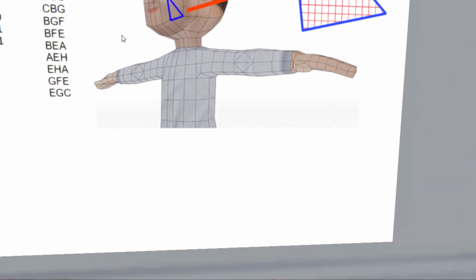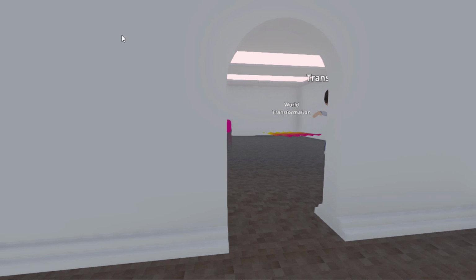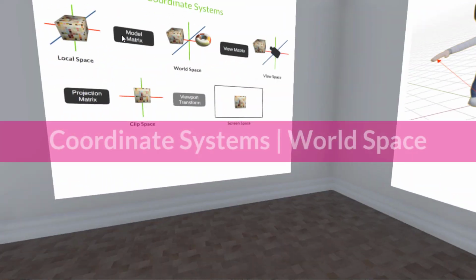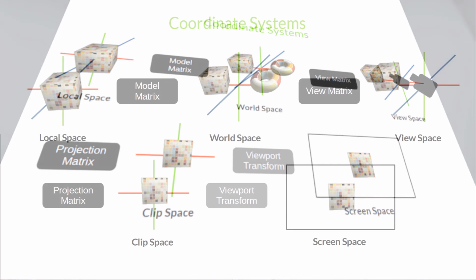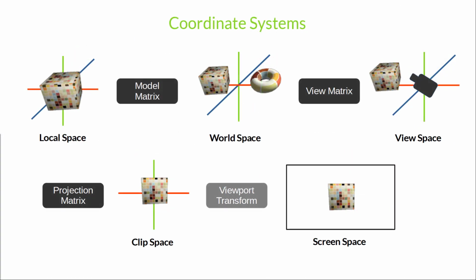Now let's move on to a very important topic, that is coordinate systems. These are the different transformation stages that the geometry goes through from local space to screen space. We'll use all these spaces later in different shaders, depending on their functionality.